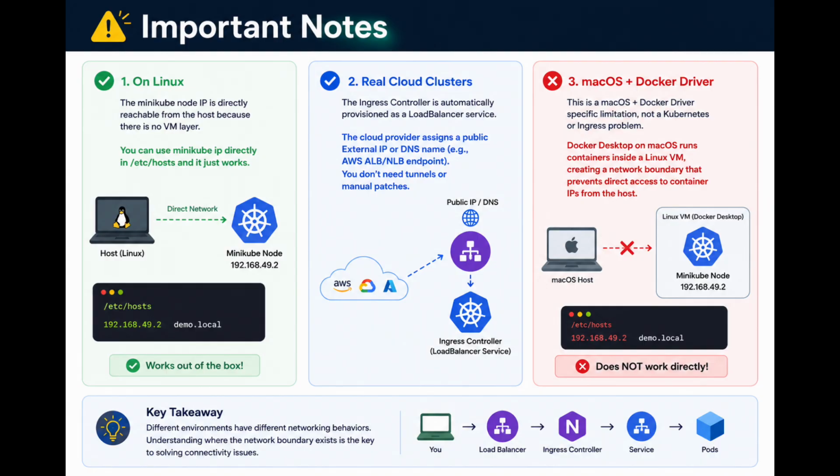When you deploy an Ingress controller, it is usually exposed through a LoadBalancer service. The cloud provider automatically creates a public endpoint. That endpoint can be a public IP address or a DNS name. Users simply connect to that endpoint and traffic is routed to Kubernetes. Our situation is different. Docker Desktop on macOS runs containers inside a Linux virtual machine. That means the Minikube node lives inside another networking layer. Even though Kubernetes reports an address like 192.168.49.2, the address is not directly reachable from the macOS host. That's why our requests were timing out.